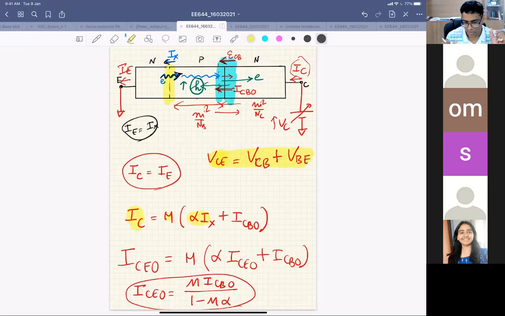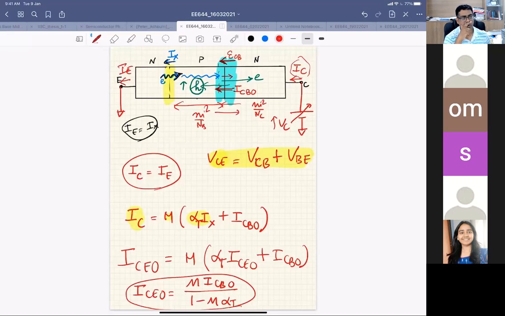But sir, it should be alpha T, not alpha. Yeah, alpha T, you are right. This is not alpha, this is alpha T. I am telling the base transport factor, right? So this is the base transport factor. You are exactly right, alpha T.